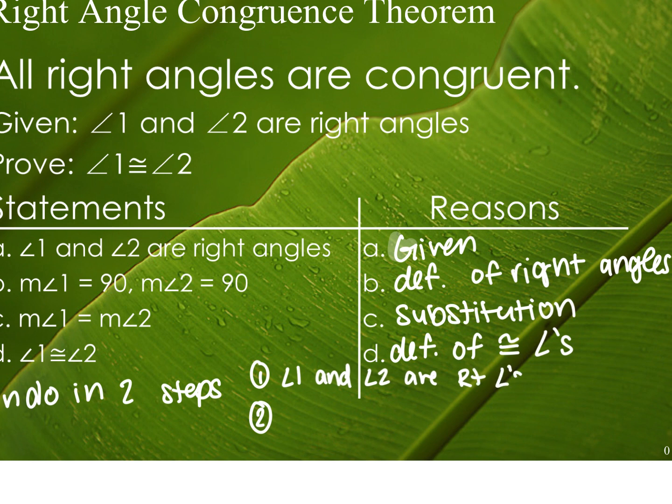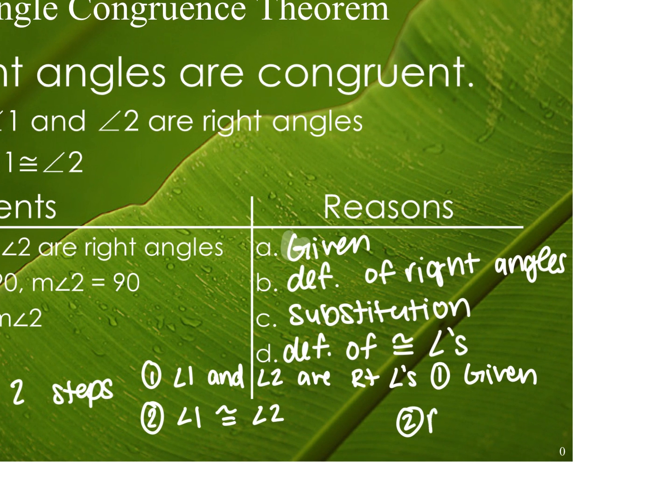I'm going to shorten it. And my first reason is still going to be given. My second one, I'm going to write what I'm trying to prove. Angle 1 is congruent to angle 2. And my reasoning is going to be right angles congruent theorem. This should be a T. Okay, THM is short for theorem.